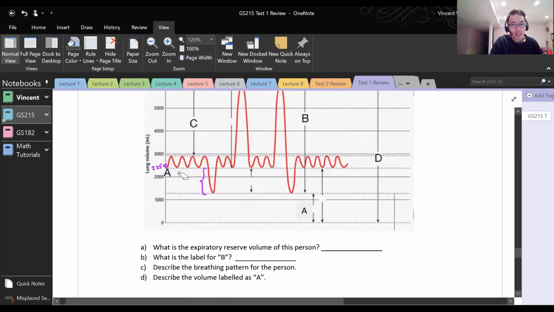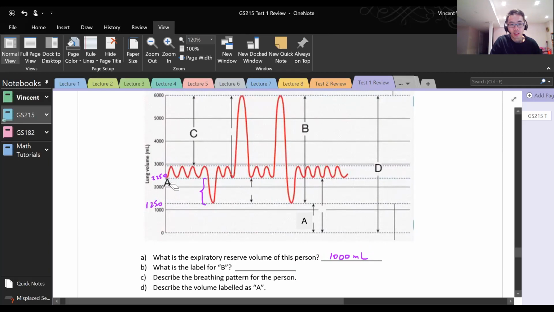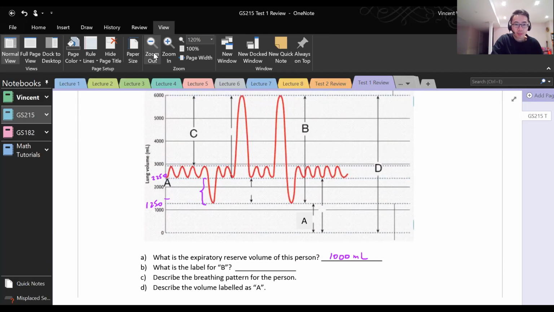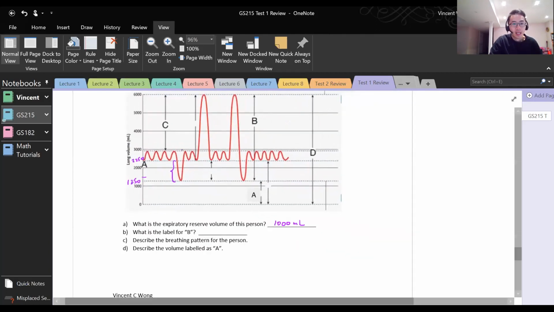Okay, so this is 2,250, I'll say, and then down here that would be like 1,250. So if you take this minus this, it will be 1,000 milliliters. Okay, on the test the graph will be more clear. This is kind of clear, I would say, right? 2,000, 1,000. So halfway is 1,500, and then half of a half is 1,250. But it's not going to be this particular graph. It's going to be more clear on the test.